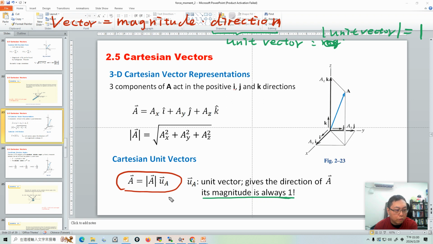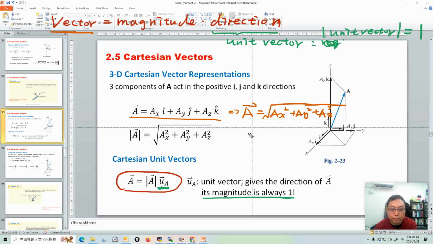So what is inside the unit vector? Actually, it's very simple, you just follow this definition. Like I said, a vector equals magnitude times direction, so I can write the vector this way. I just factor the magnitude out: Ax squared plus Ay squared plus Az squared.